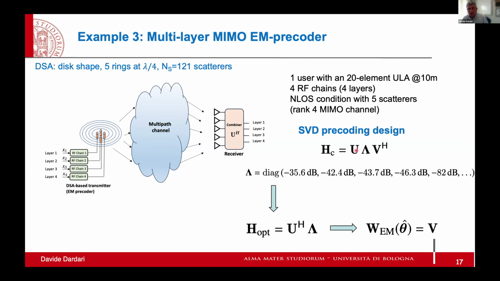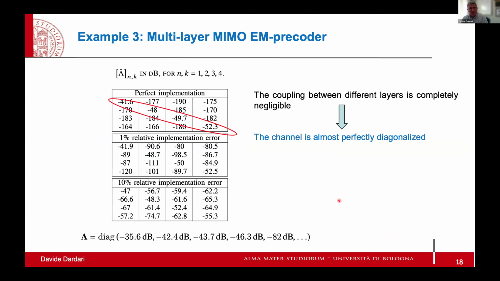This can be done assuming that we perform the classical singular value decomposition, and by setting the target processing at the electromagnetic level equal to the desired precoding matrix. So this is the result. What you can see here is the obtained diagonalized channel, lambda hat. Ideally here we would have a diagonal matrix. Obviously, this is not ideal. So here instead of having minus infinity, we have some different numbers, but these are in dB. That means the off-diagonal elements are not 0, but are very close to 0. So the channel is almost perfectly diagonalized, which means the electromagnetic precoder works very well.